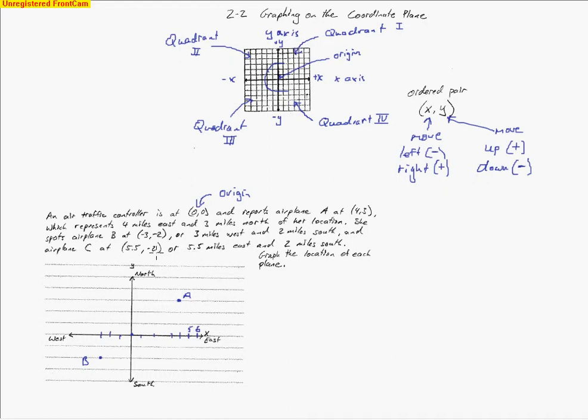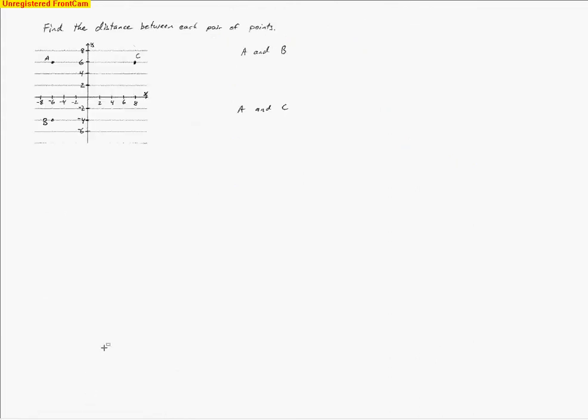And then I have to go down 2. So down 1, 2, and that would be my point right there, right in between 5 and 6, but then down 2. And so that is airplane C. So now we've graphed each of those locations. So let's take a look at the last section, and it asks us to find some distances between some points.